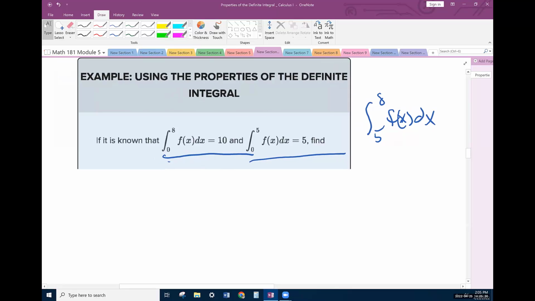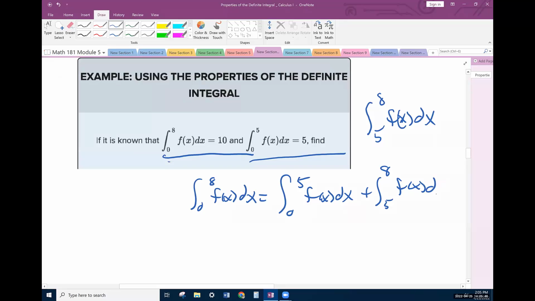So what they're saying in property 6 is that the integral from 0 to 8 of f of x dx is equal to the integral from 0 to 5 of f of x dx plus the integral from 5 to 8 of f of x dx. So it splits it up. So what numbers do we know? This is 10 here, and the next part is 5, plus, we don't know this, the integral from 5 to 8 of f of x dx.